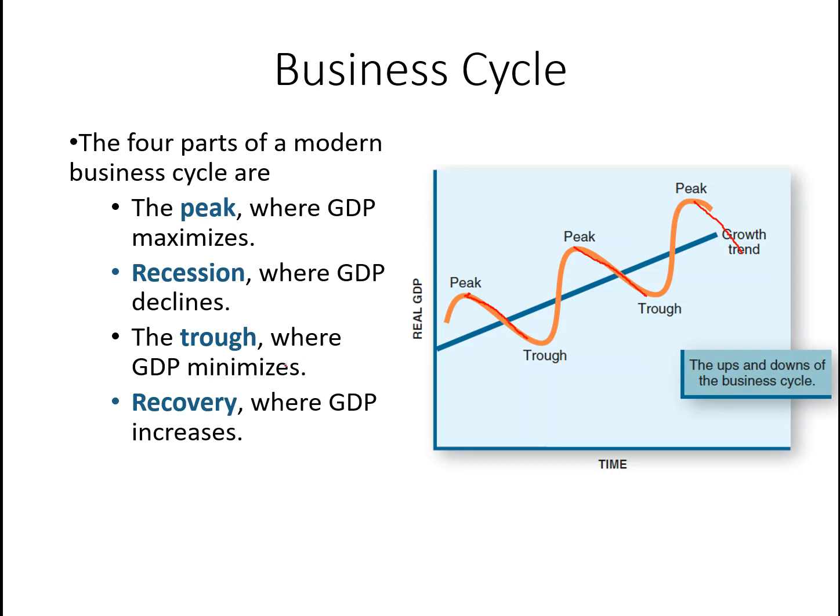The third stage we don't call the bottom of the economy. We actually call it the trough, where GDP is minimized. On the chart, we can see three troughs. After the trough, you should know the economy will start going back up, because the trough is the minimum value for GDP. Then we call it recovery, where GDP starts to grow or increase. On the chart, we can see two recoveries, one and two. And so we have four stages.